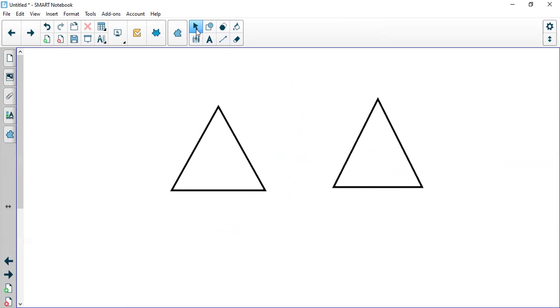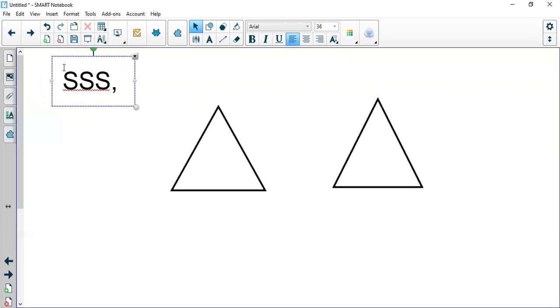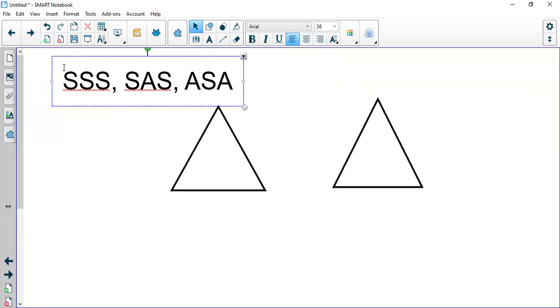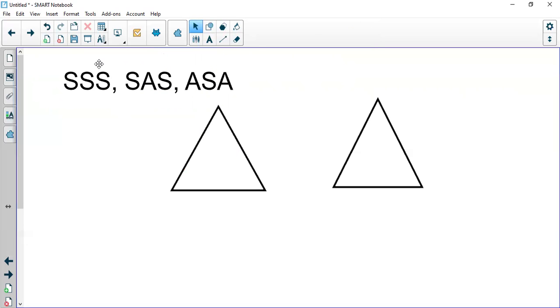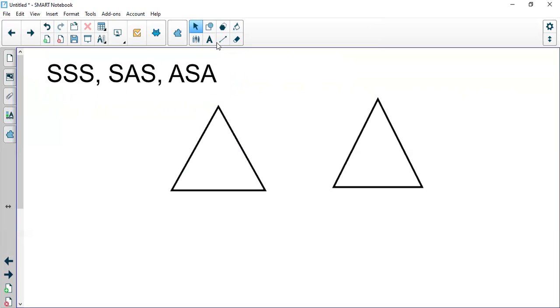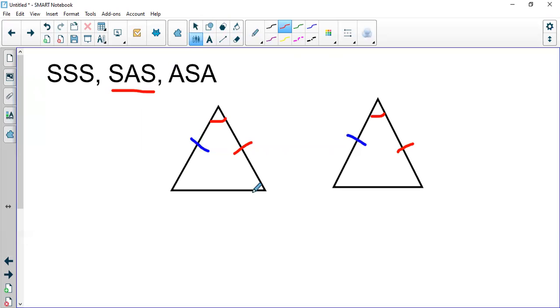Okay, next, you're going to need to know your triangle congruency criteria. We learned side, side, side; side, angle, side; and angle, side, angle. If you recall, it says if we have two sides congruent and the angle in between those two sides also congruent, then we know that those triangles must be congruent by side, angle, side.